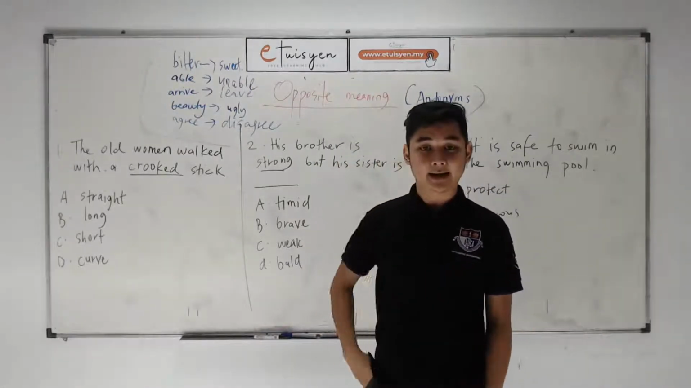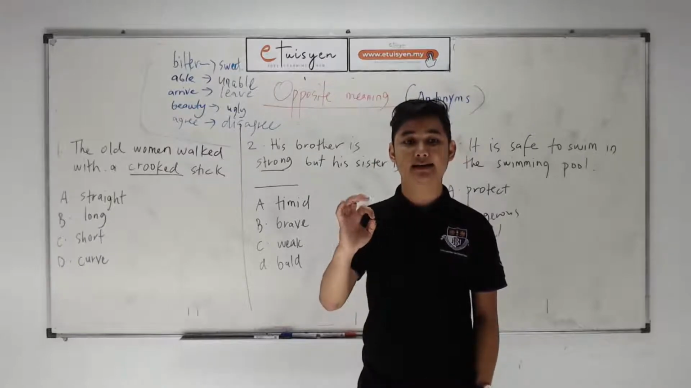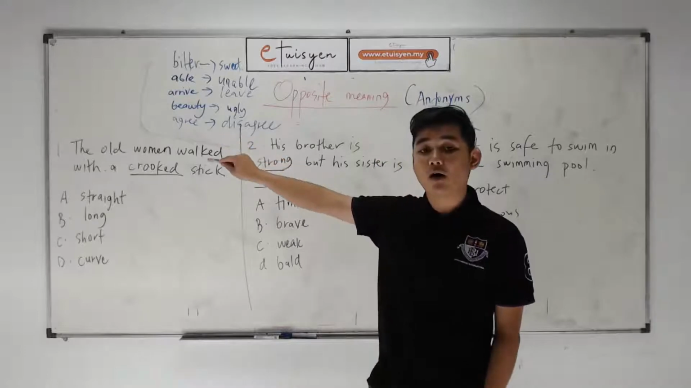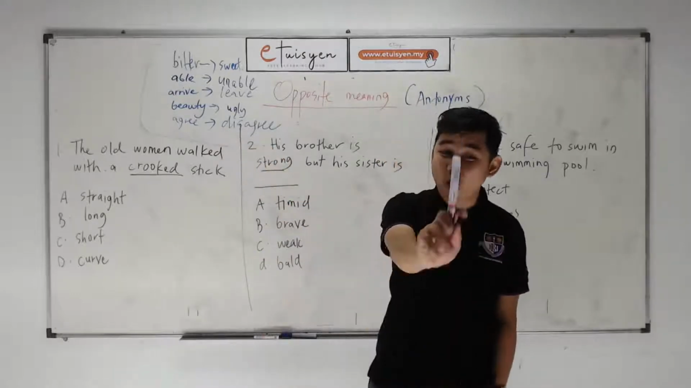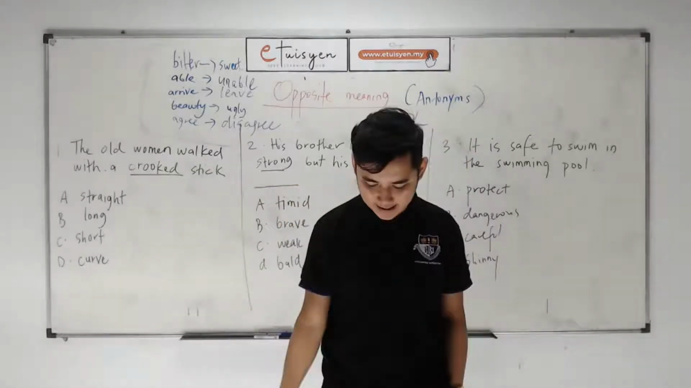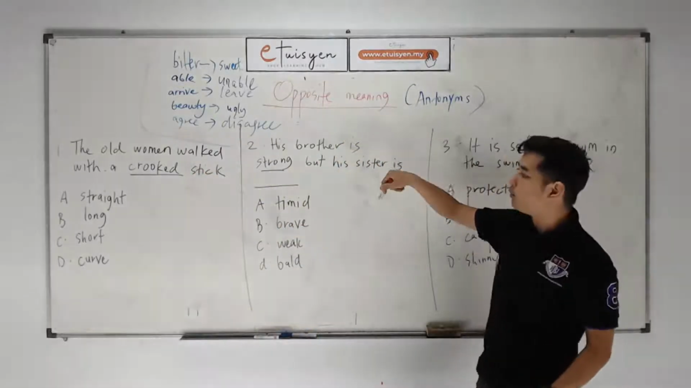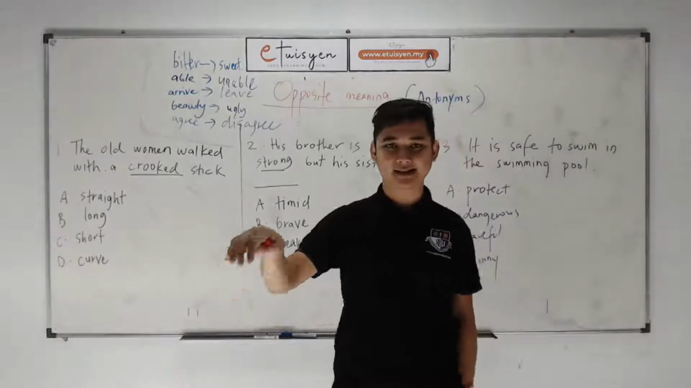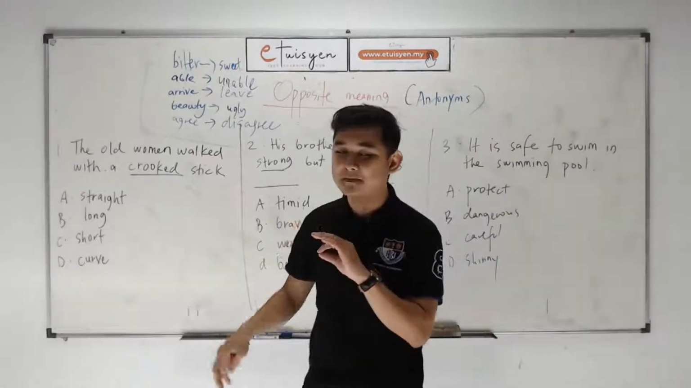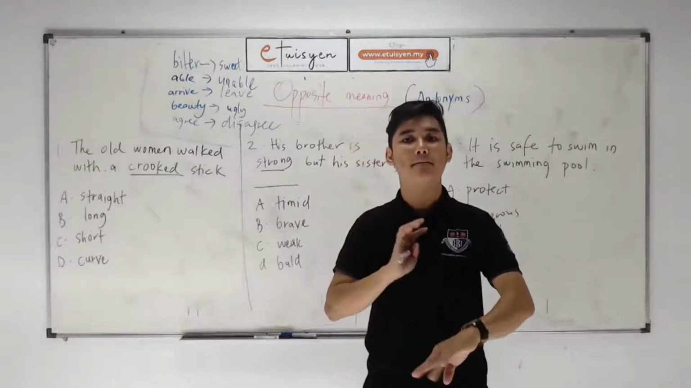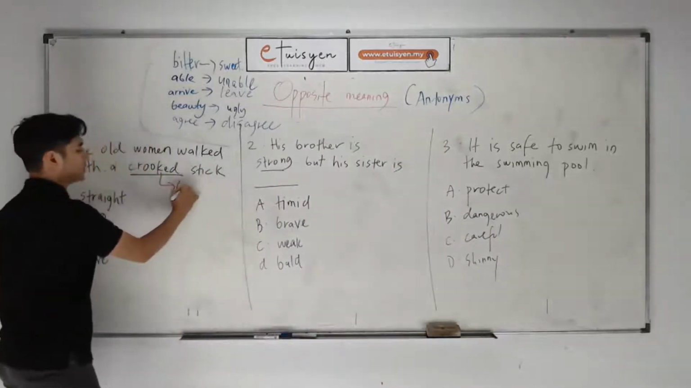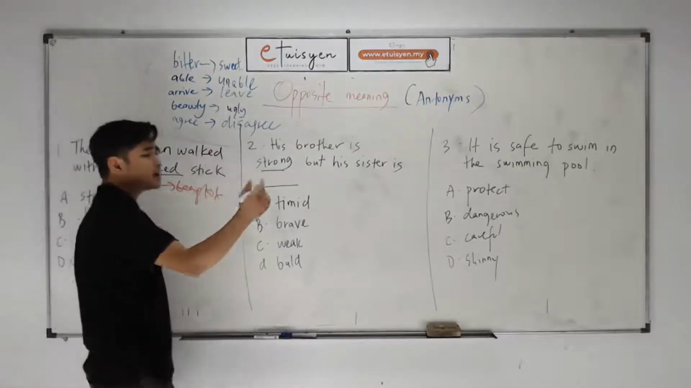Okay, let's see the first exercise, guys. The old woman walked with a crooked stick. Maksudnya, seorang wanita tua berjalan dengan tongkat yang bengkok, okay? Crooked maksudnya bengkok.